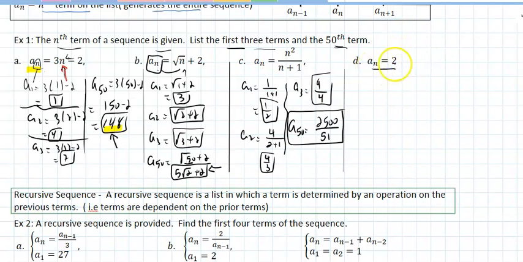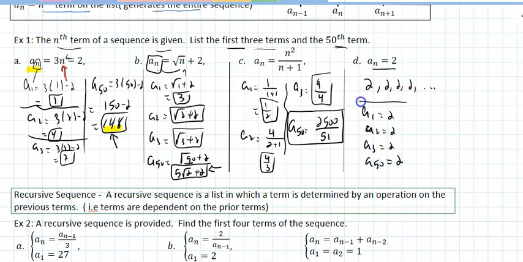So this list consists of the following. The first term is a 2, the second is a 2. This is a constant. This never changes, never terminates. So a sub 1 is a 2, a sub 2 is a 2, a sub 3 is a 2, and a sub 50 is also a 2. You've got to be careful with those because they do come up a lot.